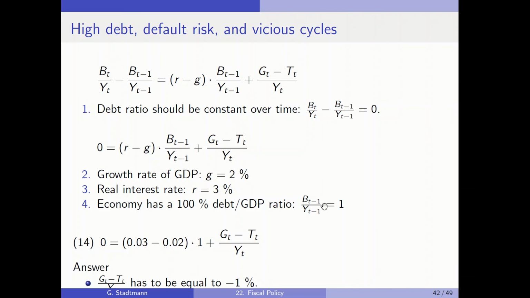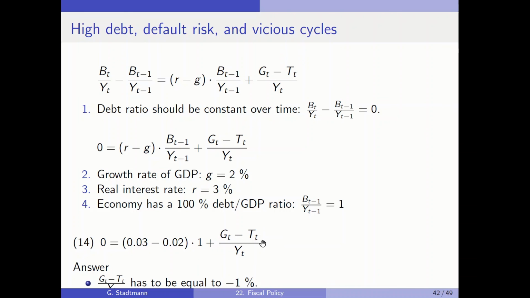So this ratio here, B_{t-1} over Y_{t-1}, is equal to 1. Let's insert this information. r is equal to 3%, g is equal to 2%, and this term here is equal to 1. So you can see here the real interest rate is 3%, the growth rate is 2%, and the debt to GDP ratio is equal to 1. Let's plug in the numbers we have. Then we know the answer.